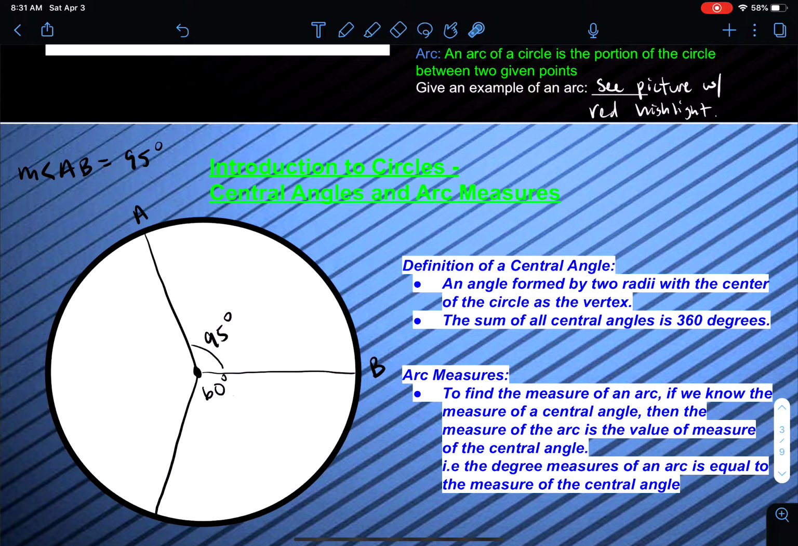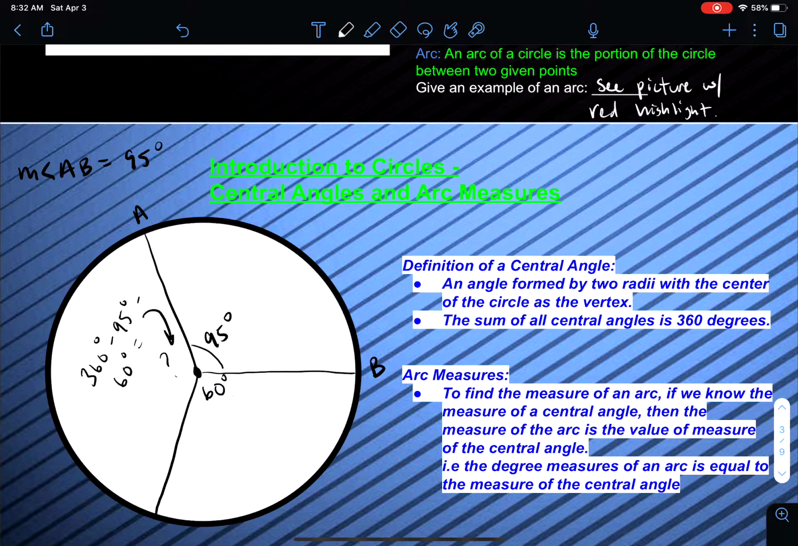If I were to ask you what this angle is, you're going to add 95 plus 65, and you're going to subtract that from 360. So what is this? You do 360 degrees minus 95 degrees minus 60 degrees, and that is the answer to this little question mark. Okay?